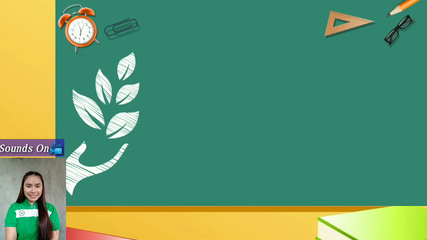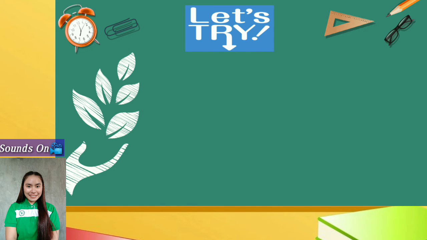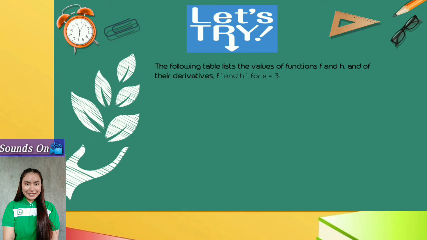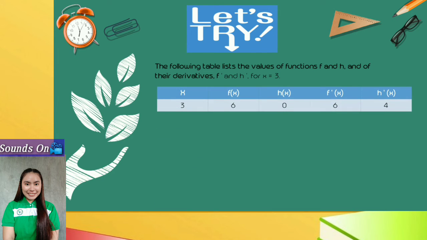So, paano naman kapag given na ang mga derivatives? So, let's try. The following table lists the values of functions f and h and of their derivatives f prime and h prime for x is equal to 3. So, if x is equal to 3, f of x is 6, h of x is 0, f prime of x is 6, and h prime of x is 4. So let's evaluate derivative of f of x times h of x at x is equal to 3.